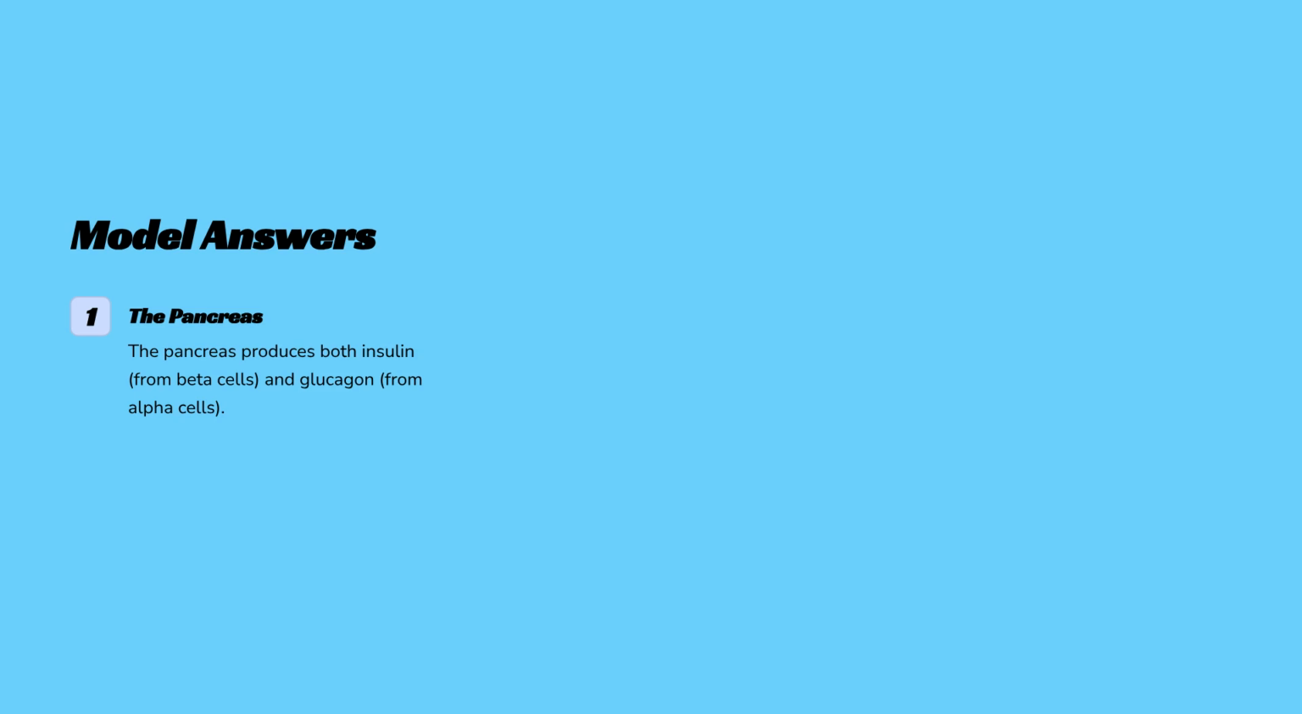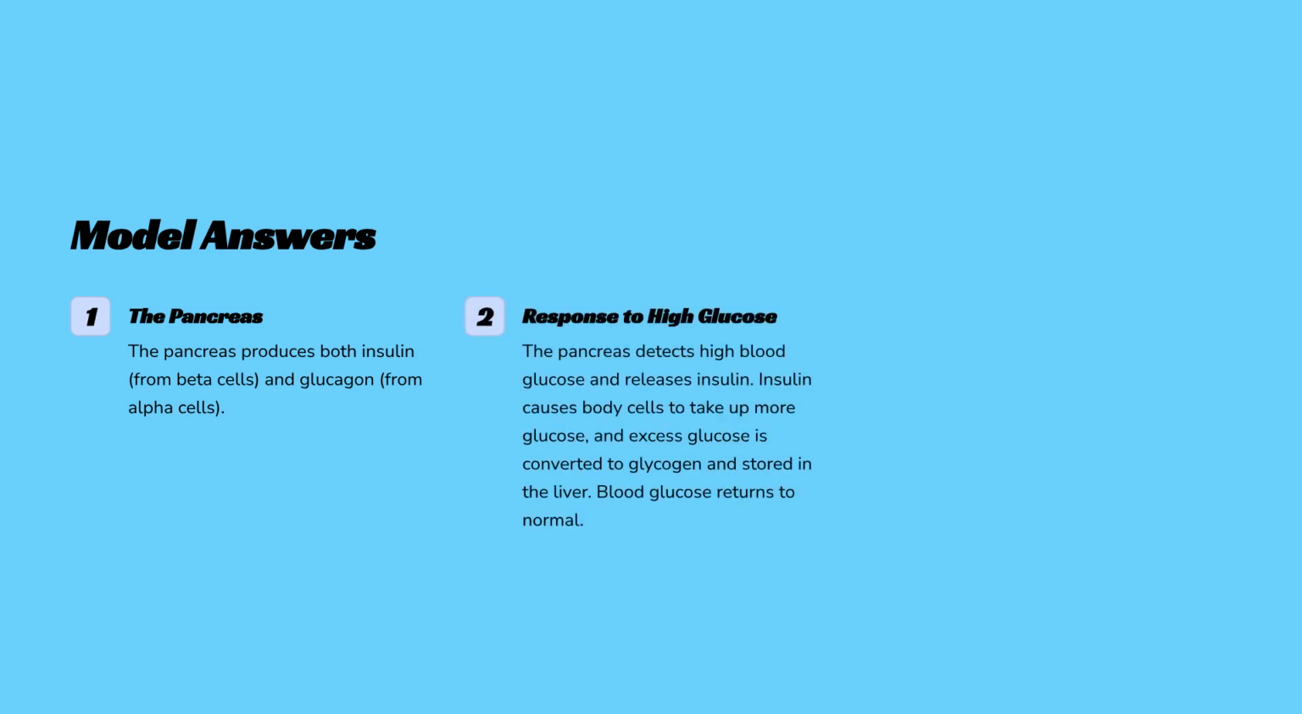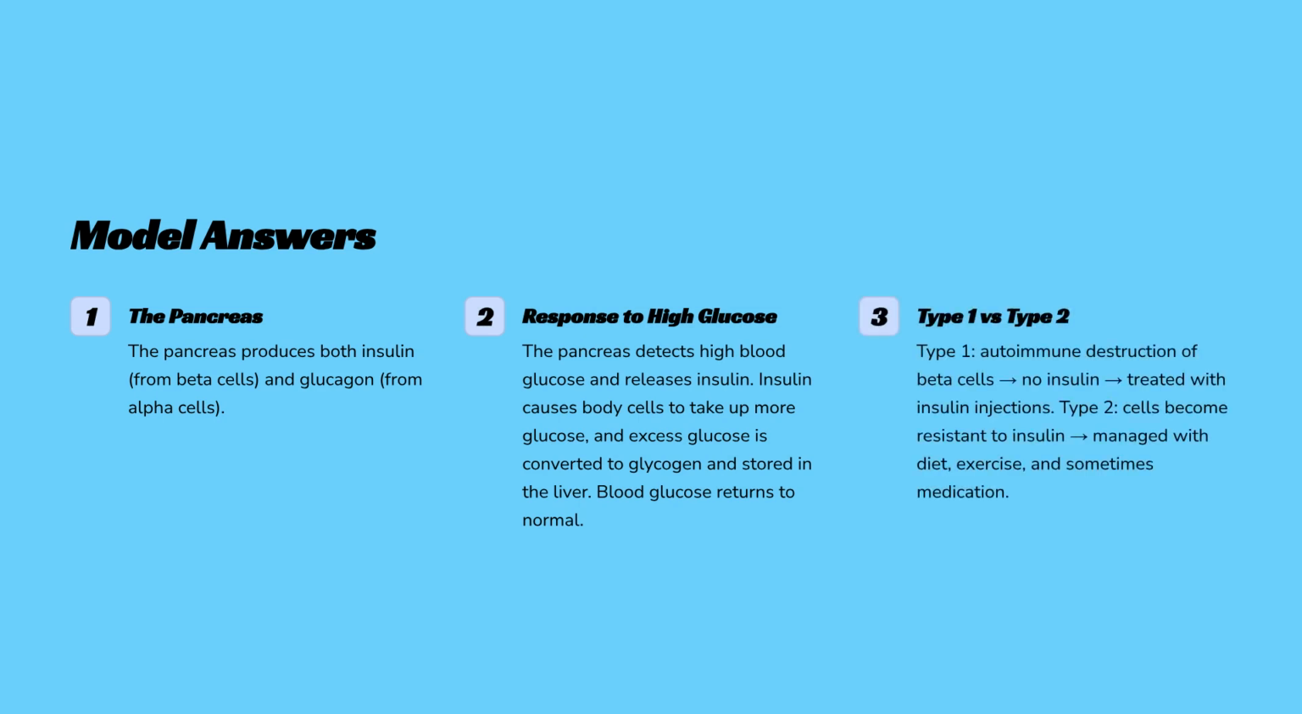The pancreas produces insulin and glucagon. High glucose leads to insulin release, promoting uptake and glycogen storage. Type 1 is treated with insulin injections, while type 2 is managed with lifestyle changes.